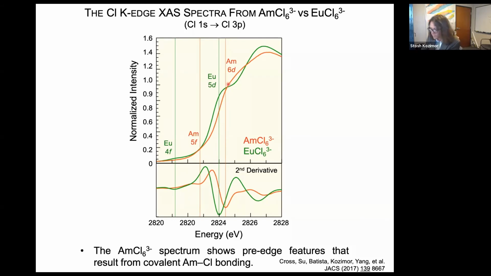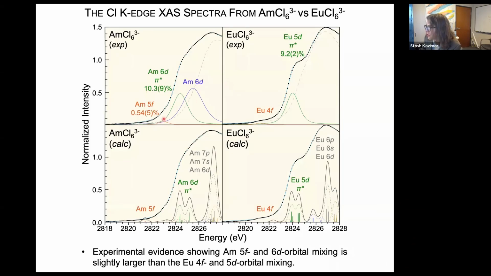The curve fitting analysis is on the next page. You can't fit this data very well without including this little orange peak. That's due to americium 5F orbital mixing with chlorine. On the europium side, there's the 4F peak. That's very, very small. You can fit this and ignore that if you want. Here's the calculations from the TDDFT simulations. Sorry. And you see they predict 5F down here and 4F over here, and here's the T2G peak.